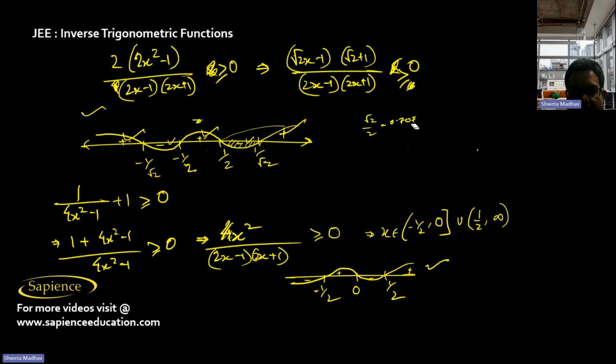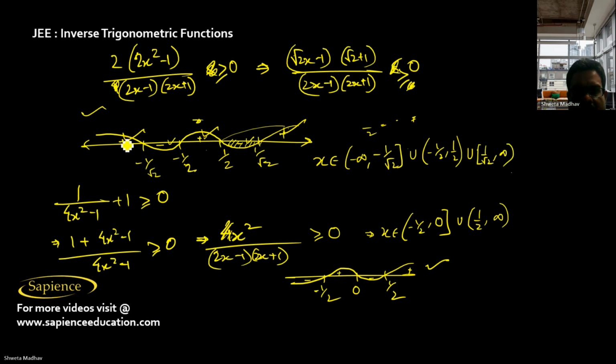So this answer will be x goes from minus infinity to minus 1 by root 2, union minus half to plus half, union 1 by root 2 to infinity. So this and this, these three parts, and here it is coming minus half to 0. This part is coming, and half to infinity. This part also is coming as common.